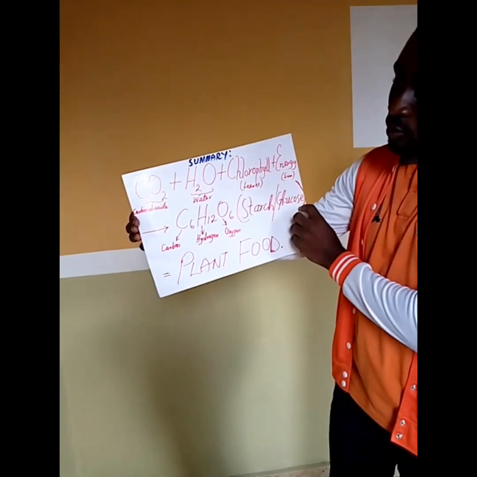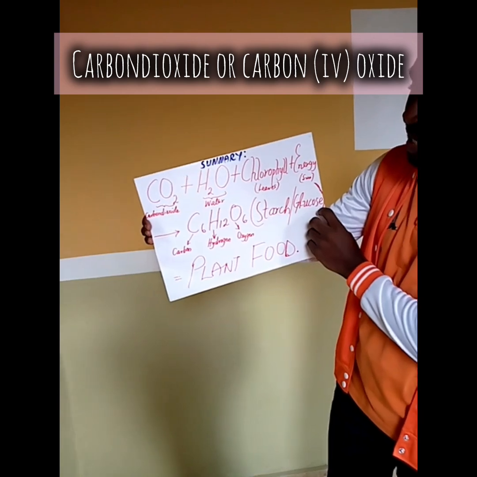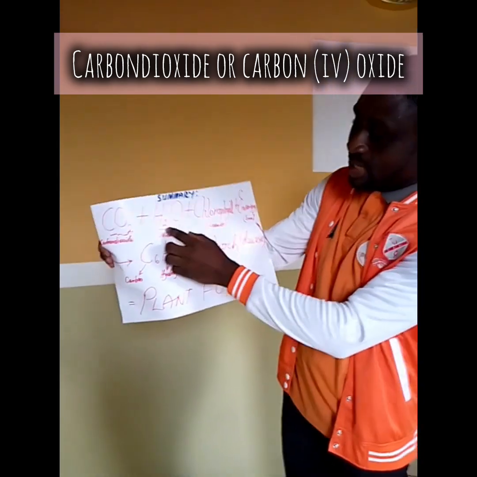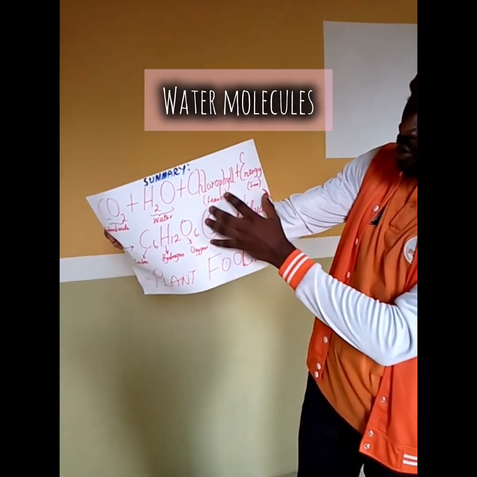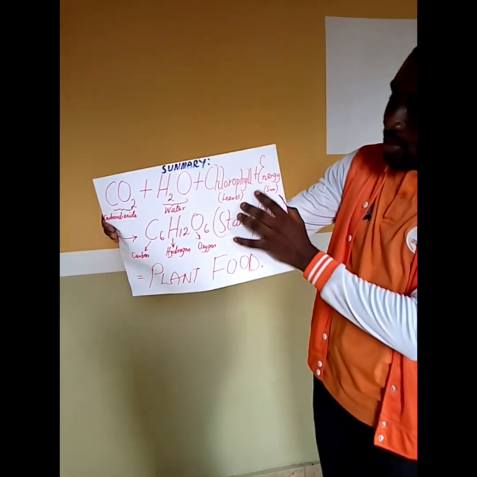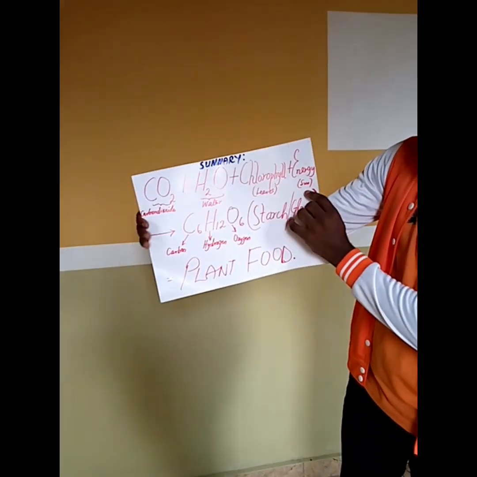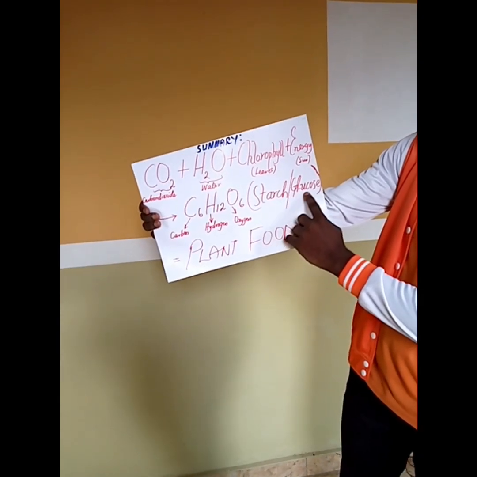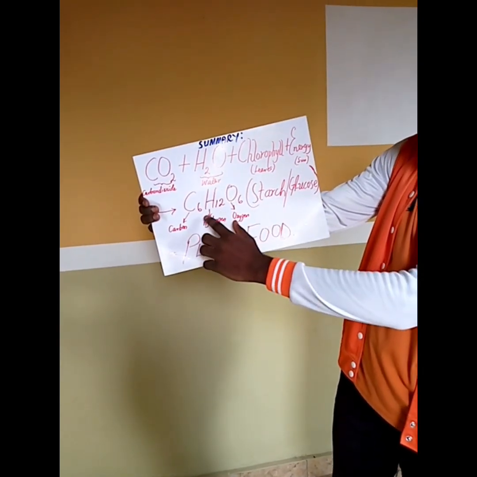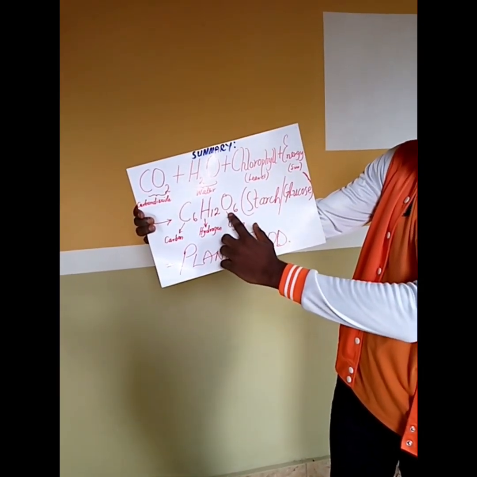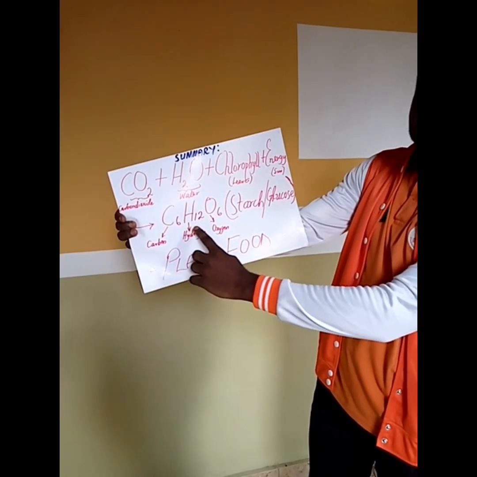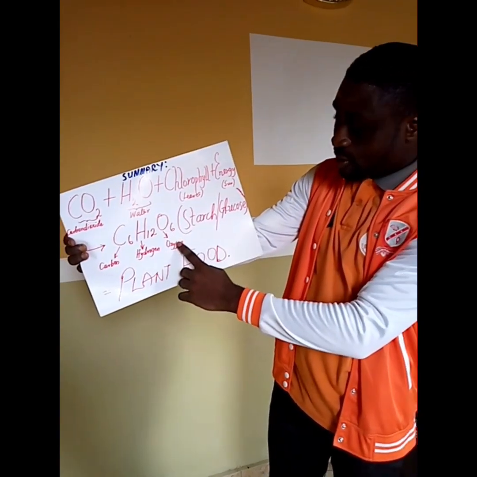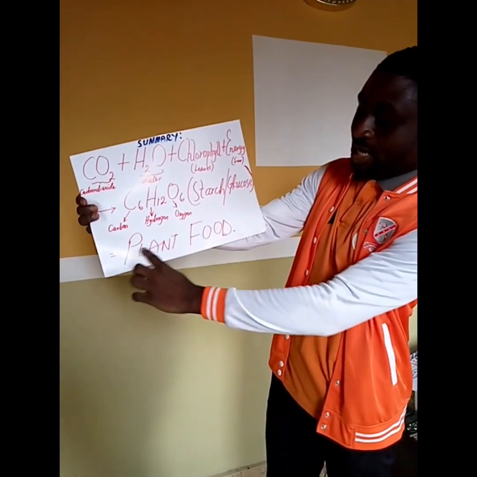Now, CO2 is the chemical formula for carbon dioxide. When it combines with water, H2O, plus chlorophyll in the leaves of plants, plus energy from the sun, it gives us the product glucose, starch, or you can also call it sugar. And the formula is C6H12O6. The C stands for carbon, H stands for hydrogen, the O stands for oxygen, which gives us plant food.